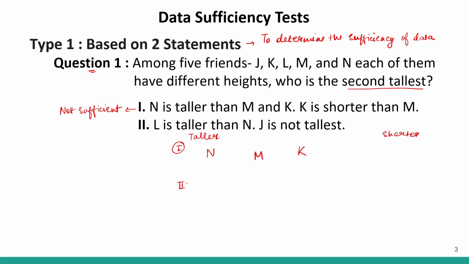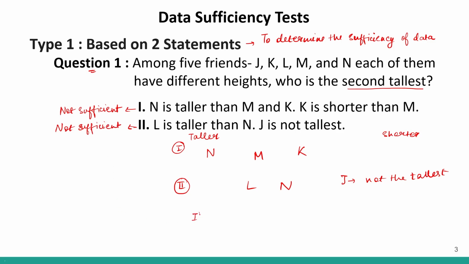Now, let us look at statement 2. Statement 2 says that L is taller than N and J is not the tallest. Is this information enough to find the second tallest person? No. So 2 alone is also not sufficient.